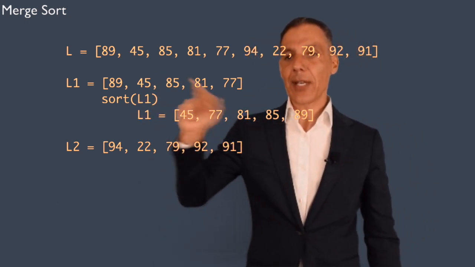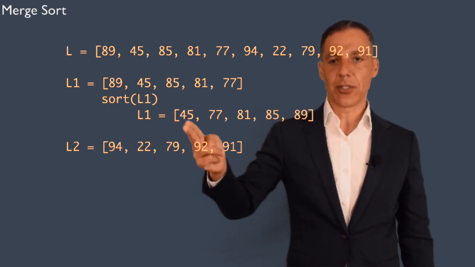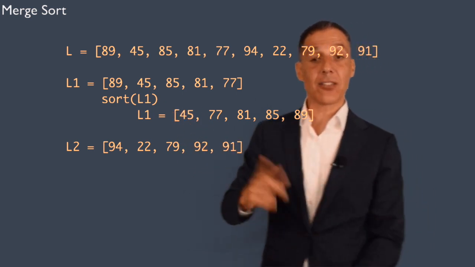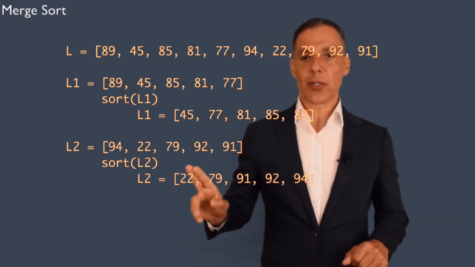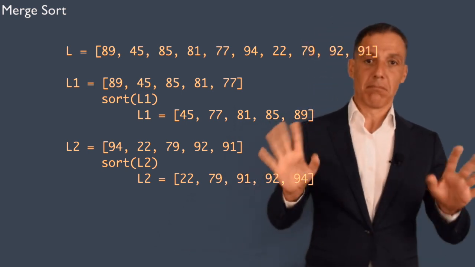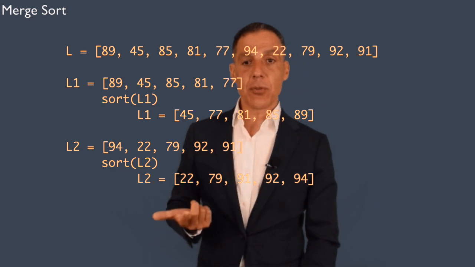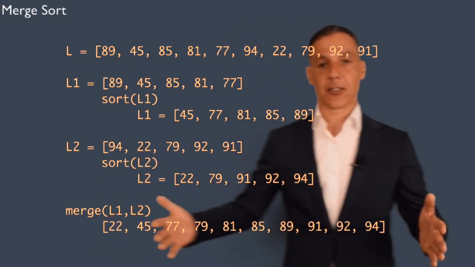So let's say I sort L1 and then L1 is in sorted order. So this list turns into 45, 77, 81, 85, 89, sorted. Sort this sublist. How? Don't worry about it. We'll get back to it in a minute. So once it's sorted, it's 22, 79, 91, 92, 94. These two are now sorted magically. So all I have to do now is merge them. Merge L1 and L2, and I have a full sorted list.